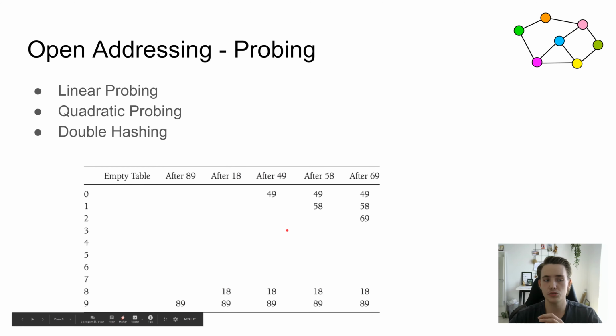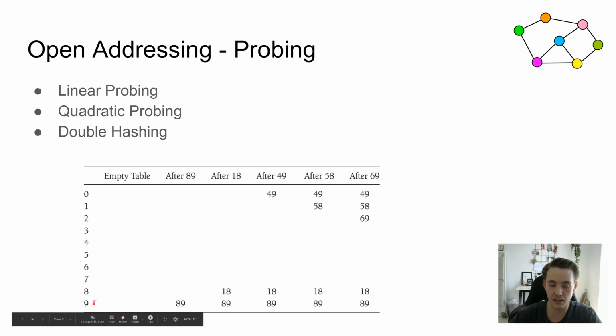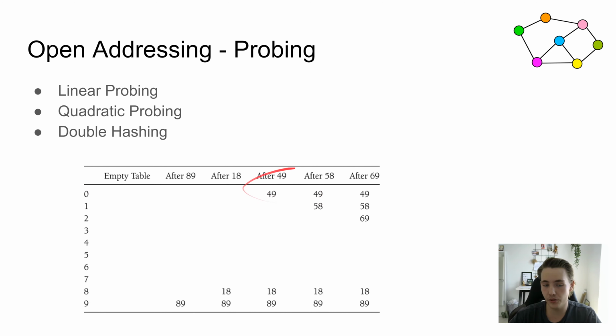But in this case we're using linear probing, which says that we just take the next spot that is free in the array, or in the hash table. So in this case here we just go from index 9 to index 0, and then we can put in our element here, which is 49.